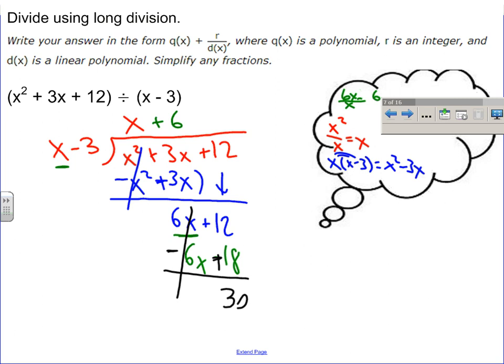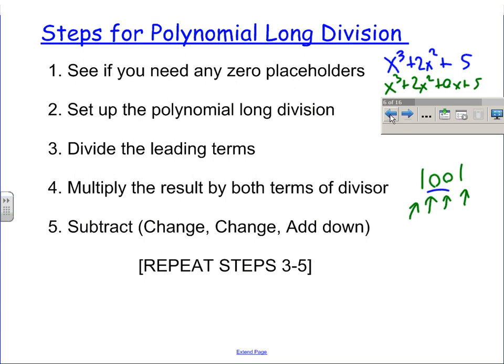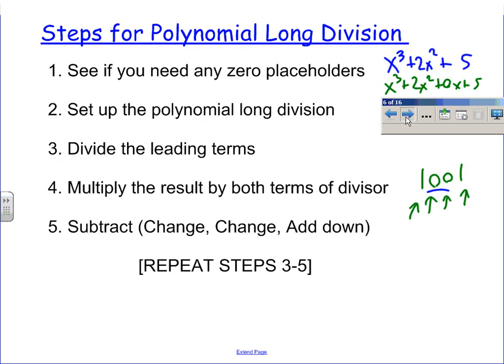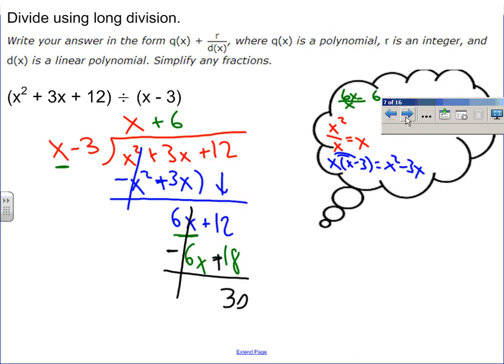So if you notice in the example that we just did, the remainder of 1 was put over the divisor of 4. So when we're doing this problem, the final answer is going to be x plus 6 plus 30 over the divisor. And what's the divisor? x minus 3. So your final answer is x plus 6 plus 30 over x minus 3.